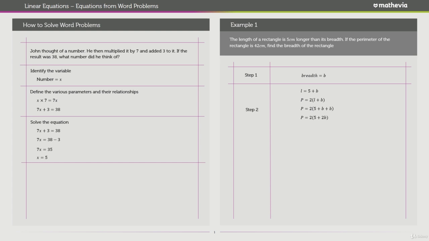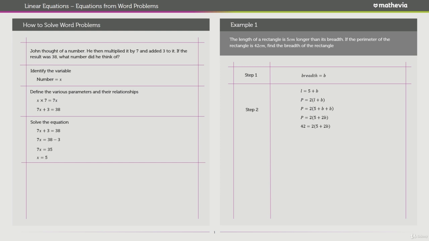So length is 5 plus B, so the perimeter is 2 times (5 plus B) plus B. What we have is that the perimeter is 2 times 5 plus 2B. We're breaking it down up until this point, and then the final piece of information is that the perimeter of the rectangle is 42 cm, i.e. 42 equals 2 times (5 plus 2B).